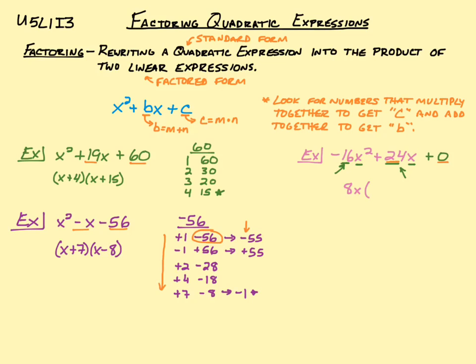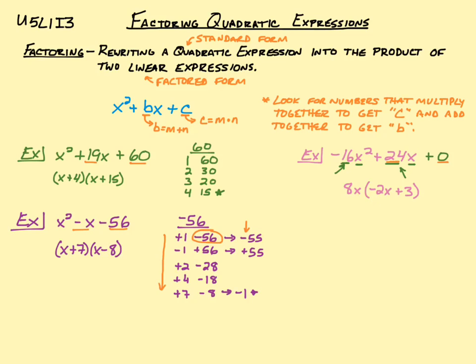And now when we're looking to see what goes inside the parentheses, we can say, well, what does 8x have to be multiplied by to get a negative 16x squared? Well, that would have to be a negative 2x. And what would 8x have to be multiplied by to get a positive 24x? Well, that's just a positive 3. So here's our factored form for this. So we could also do 8x plus 0 if we wanted, but this works just like this as well.